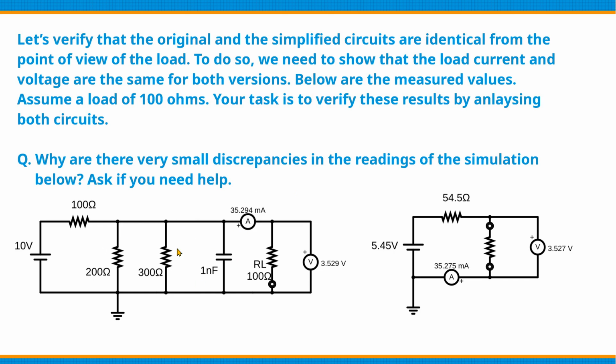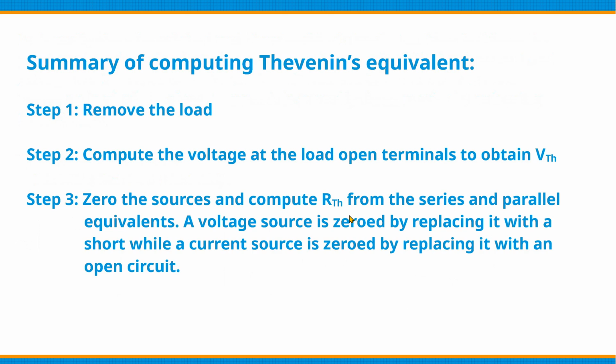Again, you should be able to do this and verify that the voltage across the load resistor comes out to be 3.529 volts, and the current through it is 35.294 milliamps. Of course, notice there are very small discrepancies between the two. They are essentially the same, and I will leave it to you to figure out why we have these small discrepancies. These are simulations, but they are very easy to verify by calculations.